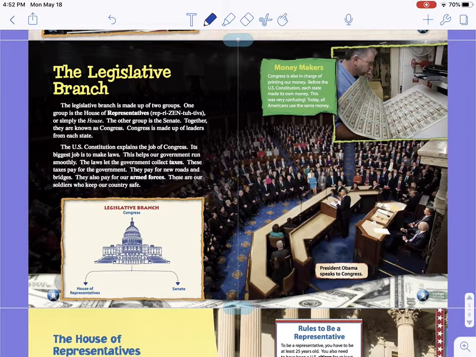The U.S. Constitution explains the job of Congress. Its biggest job is to make laws. This helps our government run smoothly. The laws let the government collect taxes. These taxes pay for the government. They pay for new roads and bridges. They also pay for our armed forces. These are our soldiers who keep our country safe.